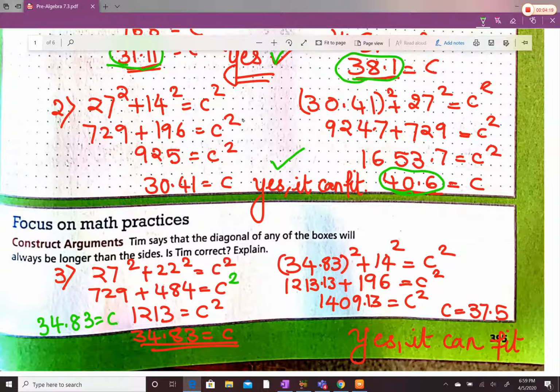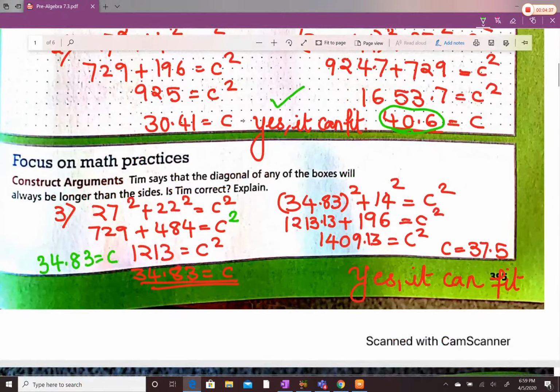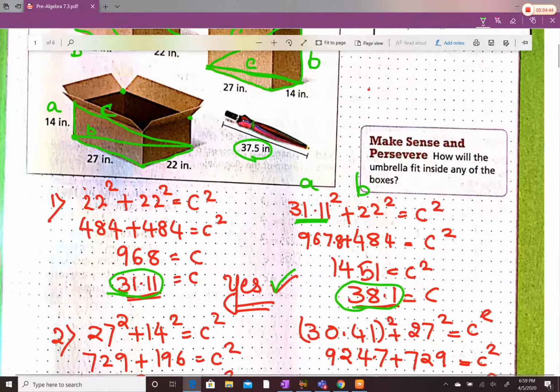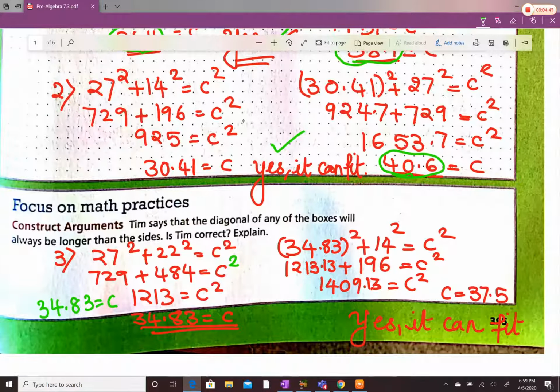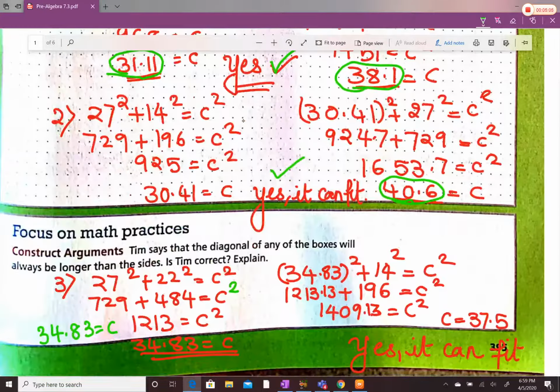So now 34.83 is our A in this case, and you can find for this. You can take this as A, this is B, and this is C, because we have to find the length diagonally. So that is how I'm going to take care of it. 34.83 squared plus 14 squared, because you can see the B is 14 and this A is 34.83, equals C squared. So 1213.13 plus 196 equals C squared. 1409.13 equals C squared. C is equal to 37.5. Now our umbrella is exactly 37.5. Even this third one is 37.5. Yes, the umbrella will fit in all three boxes.